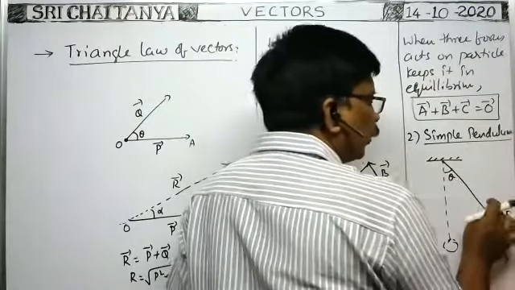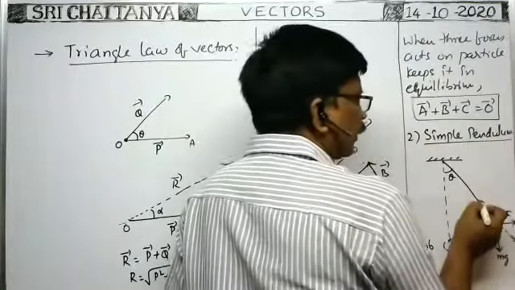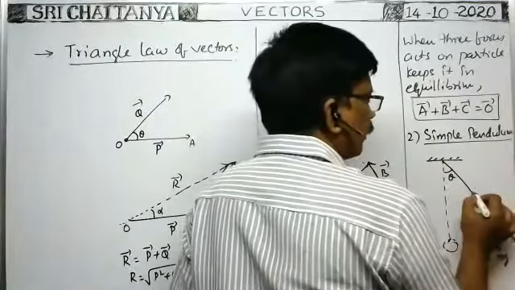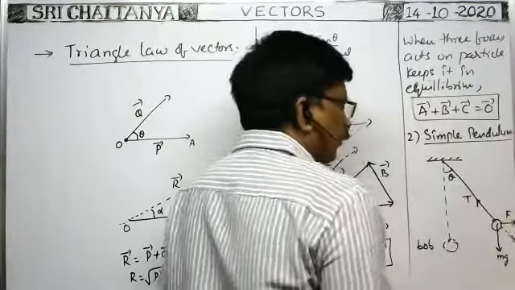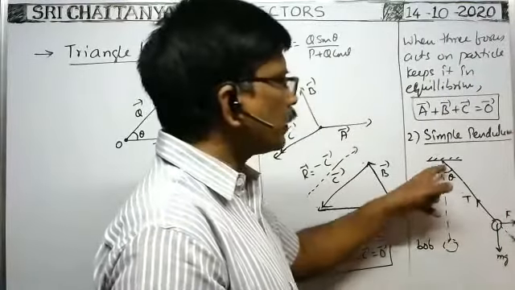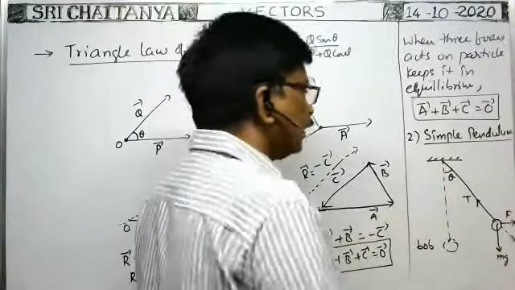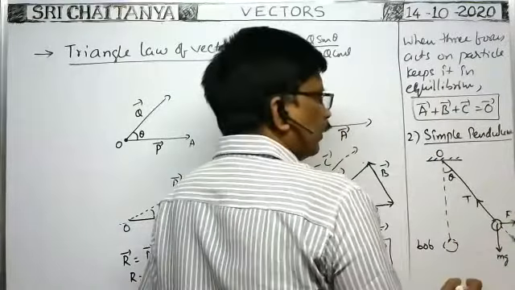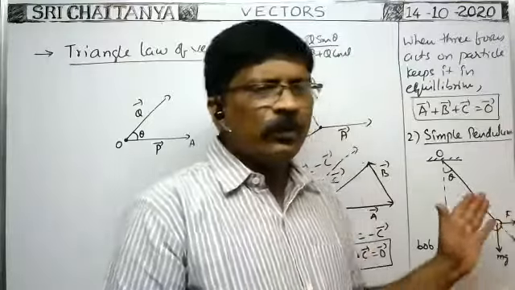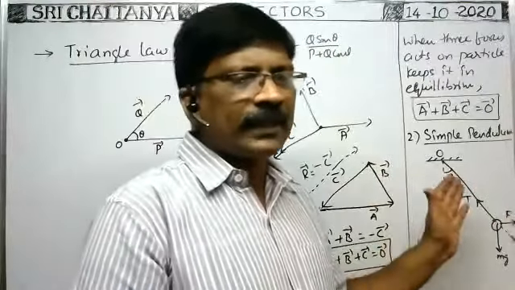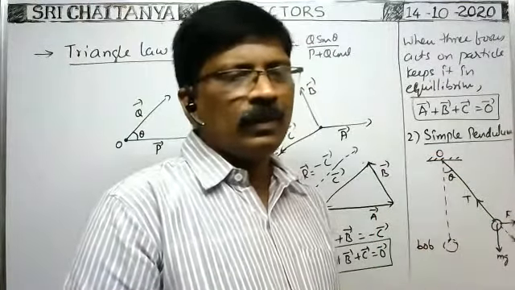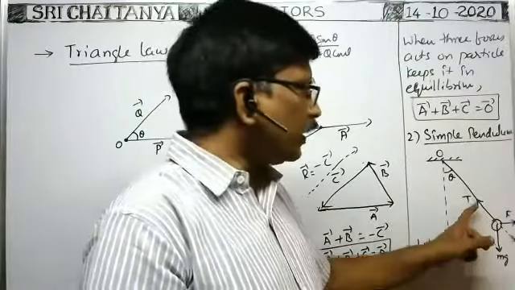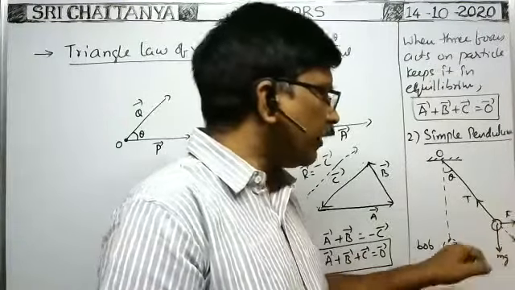That's why the bob tries to move in this direction, but at the same time the string pulls the bob in this direction with a certain force called tension. The force with which the string pulls the bob towards the point of suspension is called the tension in the string. Now, these three forces act on the bob in different directions and keep the bob in equilibrium. Then how can we write the relation among T, F and mg in vector form?